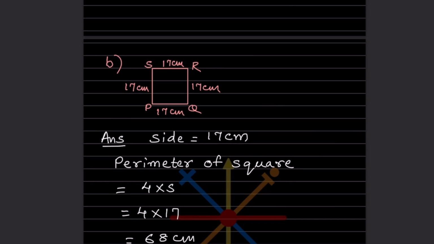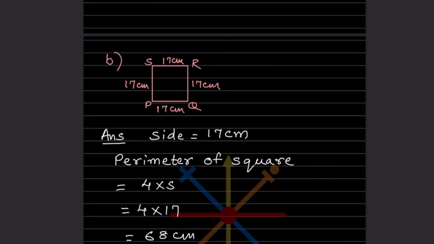Same over here, but this is a square. So now see here the sides. How can you say whether this is a square? Sometimes the diagram looks similar to the rectangle. Then you can see here 17 in all, so you know all sides are equal, which means it is a square.